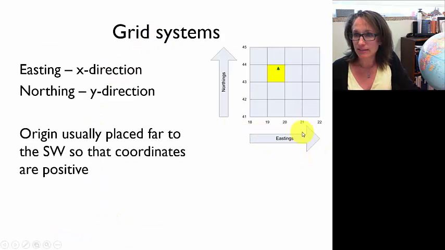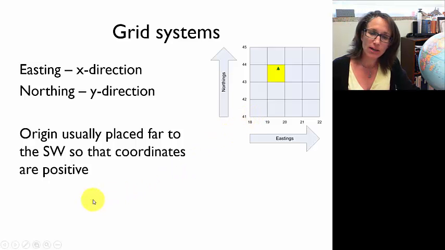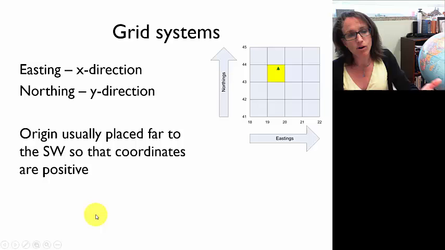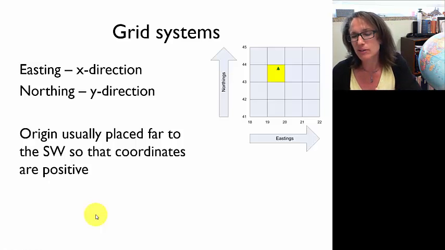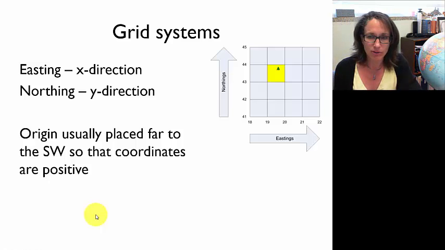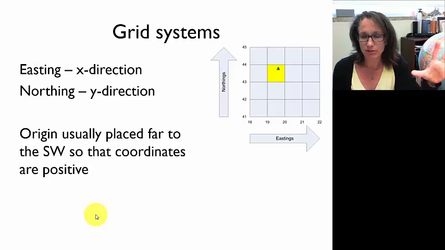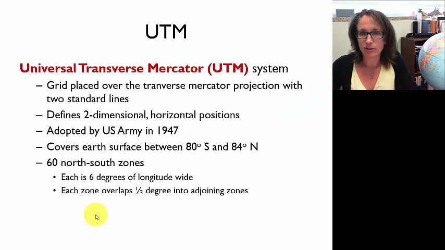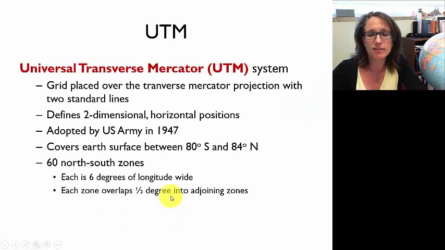Our easting is the x-axis, our northing is the y-axis, and usually our origin, our 0, 0, we place way to the southwest so that we're always using positive coordinates. So we don't want to have to deal with negative coordinates. So we want to make sure the origin of our grid is placed far to the southwest so that we only have positive coordinates. So the grid coordinate system, or often it's called a projected coordinate system.